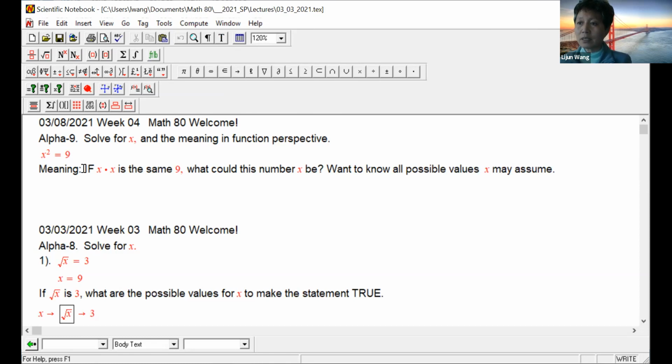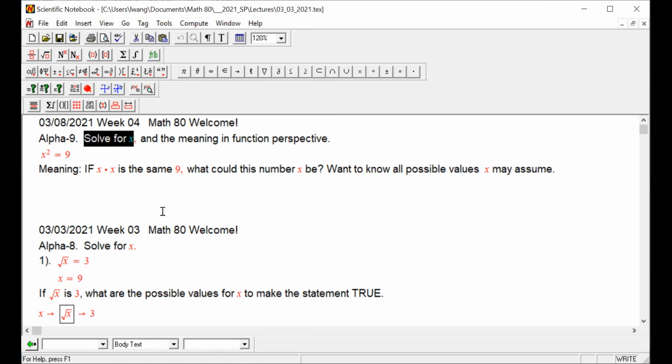And this entire sentence is condensed into just 3 words. Solve for x. That's the meaning. Just like alpha 7, alpha 8, and alpha 9, the fundamental meaning is still the same. If a certain condition is given, what would be all the possible solutions? You guys hear me? You taking all the math classes, you constantly need to remind yourself what it means. Do you follow me?